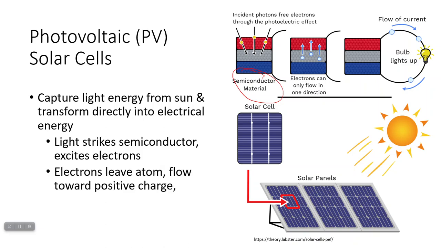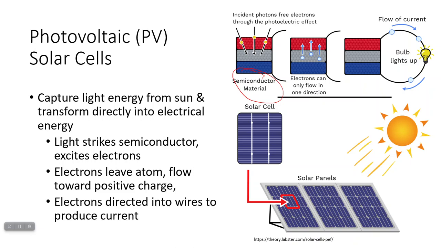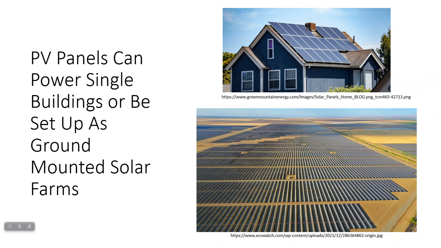Light strikes this semiconductor. It excites electrons. Those electrons leave the atom, usually towards some positively charged material, and then that is electricity when you make electrons flow. And so it directly uses the energy from light hitting the material to produce electricity. This is one of the few types of electric power that is not generated using a turbine. You can use these PV panels in smaller installations for powering single buildings, like here you have a house, or you can put a ton of them up and create a solar farm.